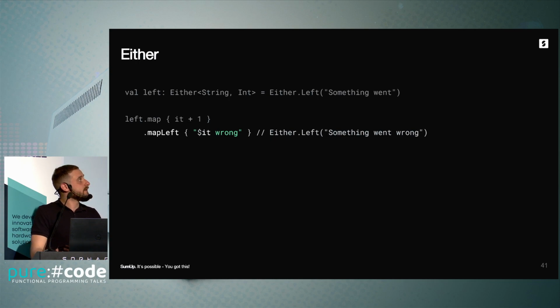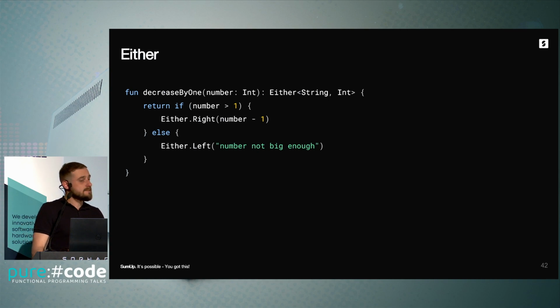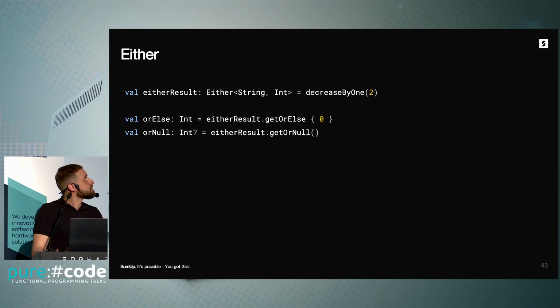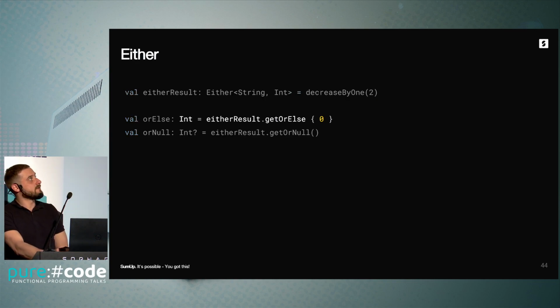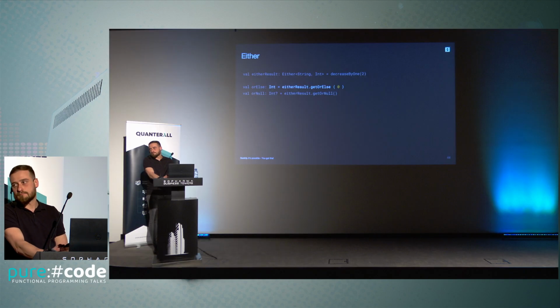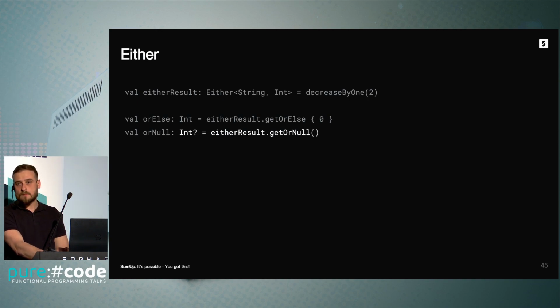Okie doke, how do I get my value that I'm interested in? Let's imagine I have a function like this one, where I return either a string or an int. I've got two simple options. I can either provide a default value that I'd like to use, and now the compiler would know that it will be a non-nullable int. Or if I don't have a default value to put there, I just don't know what to do, I can resort to get or null.